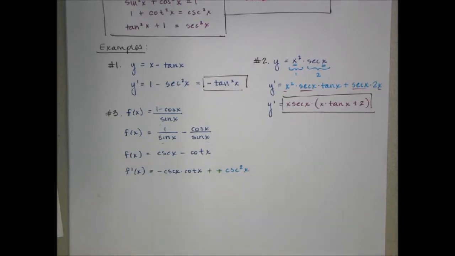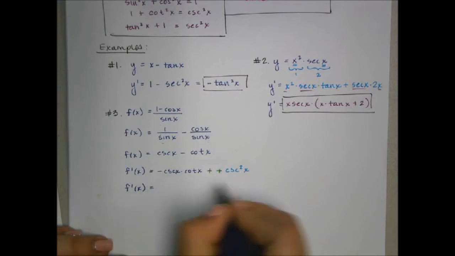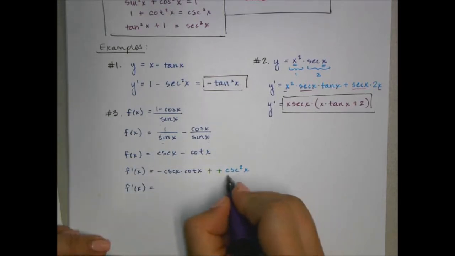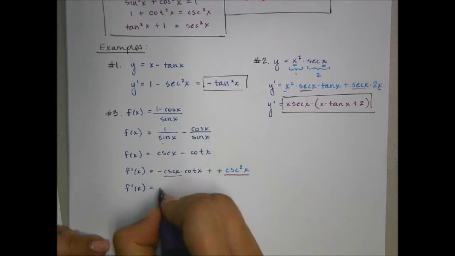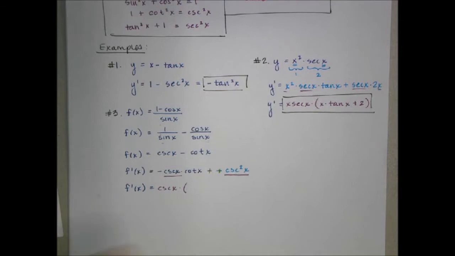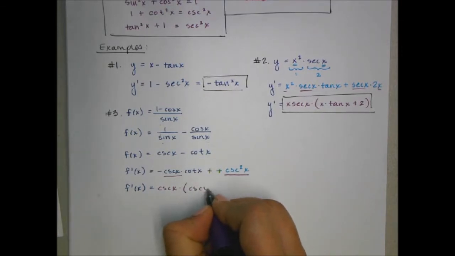And then we can do a little factoring. So what can we take out here? We can take out a cosecant. So if I factor out cosecant x from each term, I'm left with one more positive cosecant over here minus cotangent.